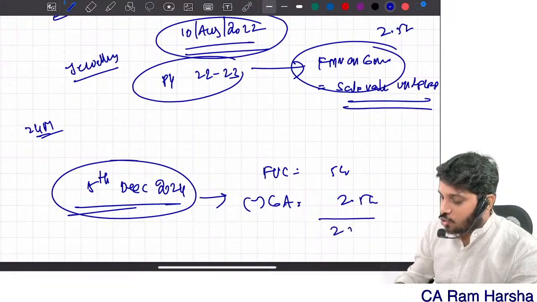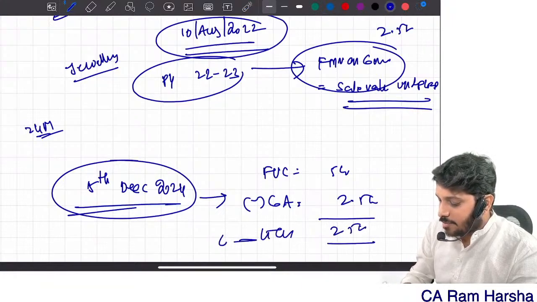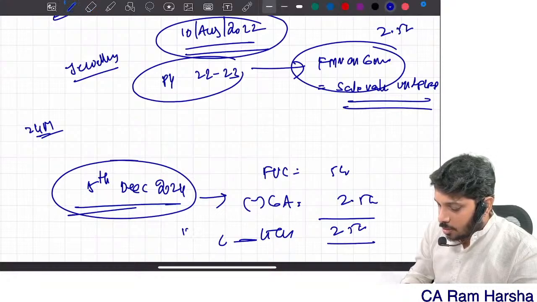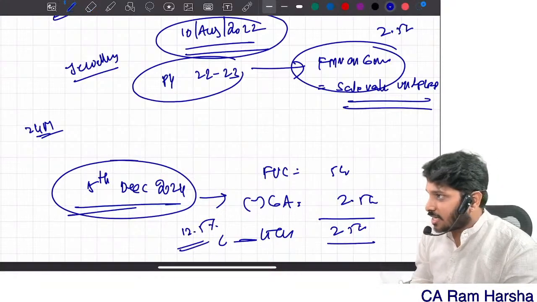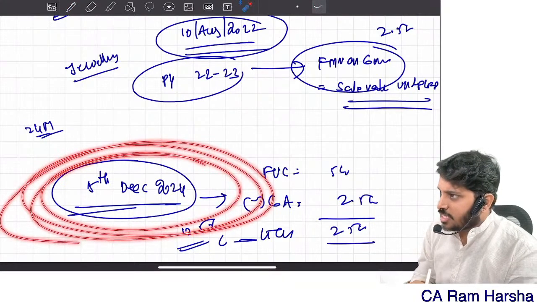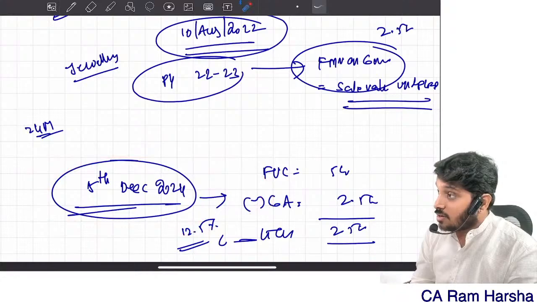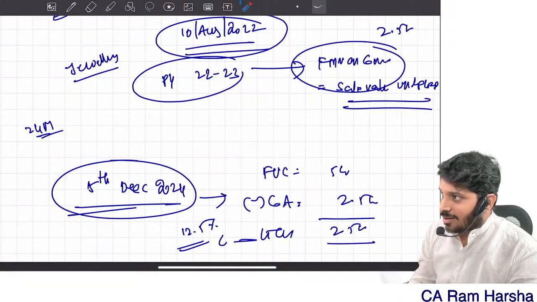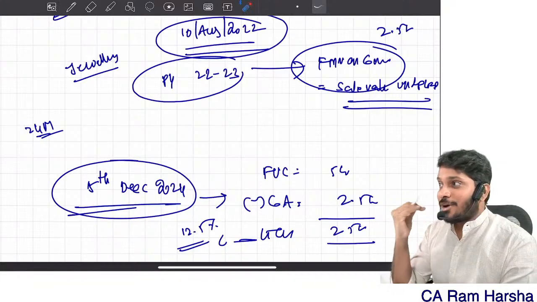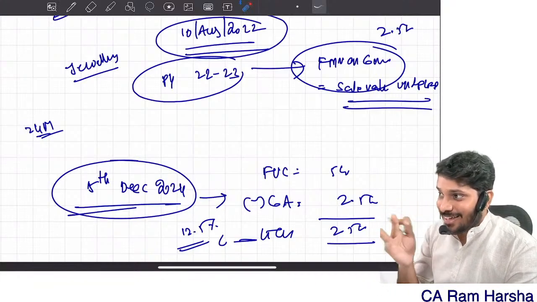Straight away, the balance 2.5 is long term capital gain, which is straight away taxable at 12.5%. Correct? Why indexation? I transferred it on 5th December 2024. That is only for immovable property. So for immovable property, the option scheme is there. For others, it is not there.